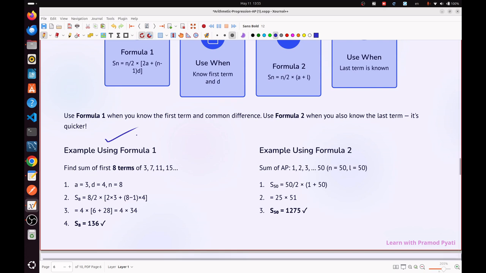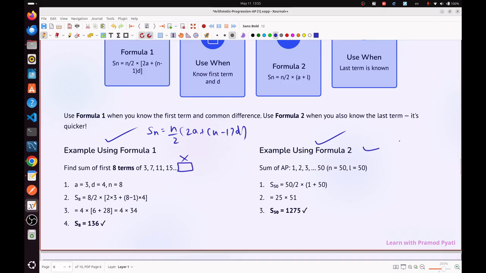So here we have using formula 1, using formula 2. Here we will apply Sn equal to n by 2 into 2a plus n minus 1 into D, because here we don't have any last term. If you look at this example 2, here we have the last term. So we need to apply the last term formula, that is Sn equal to n by 2 into a plus l.